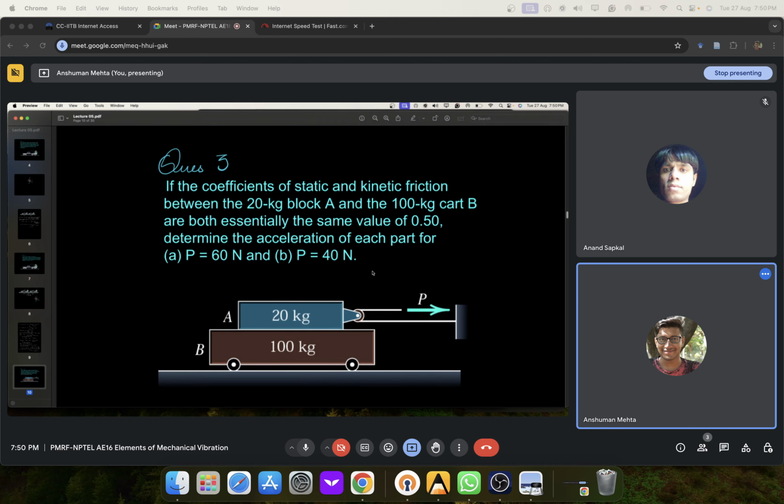Now coming to question number 3, it says if the coefficient of the static and kinetic friction between the 20 kg block, which is A, and the 100 kg cart, which is B, are both essentially the same value of 0.5. Now determine the acceleration of each part for let's say P is equal to 60 Newton and then P is equal to 40 Newton. So this question 3 has two parts, 3A and 3B. So here is that.